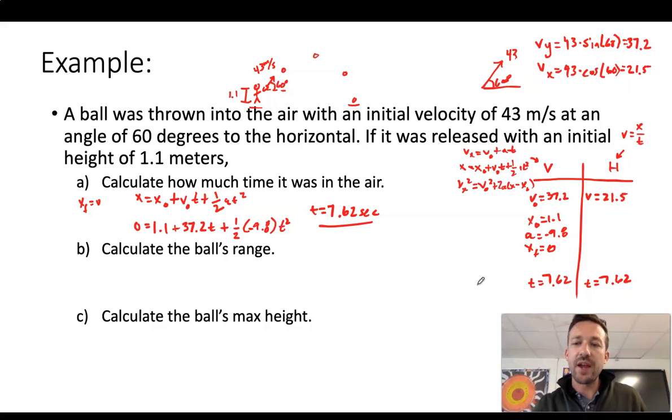Okay, calculate the ball's range. So how far did it go? Range means how far did it go horizontally? Well, you just come over to our horizontal thing. There's only one formula to use, so you don't really have to decide between anything. And you have two of the things you need. If you were lacking time, you would have to come over here and solve for time, right? But we have the two things that we need, so calculate the ball's range.